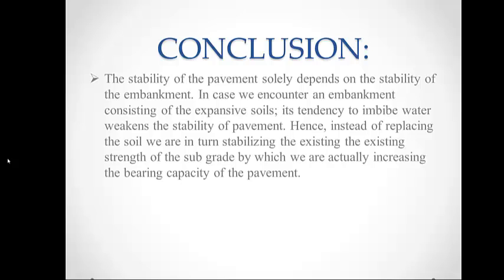Finally, I would like to conclude this project: to increase the stability of the soil embankment, we need to initially find out the value of the CBR, which is actually the required element in finding the stability of the soil. So in any case we encounter any expansive soils, instead of replacing the soil, we are actually stabilizing the existing soil by addition of fly ash. This way our project becomes more economical, as well as the stability values of the subgrade can be increased.